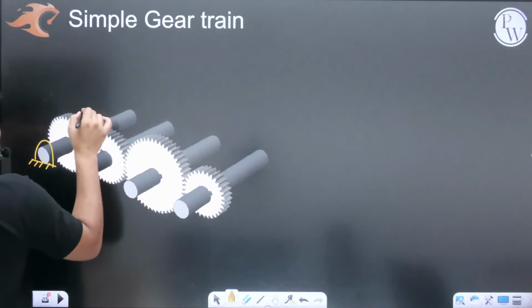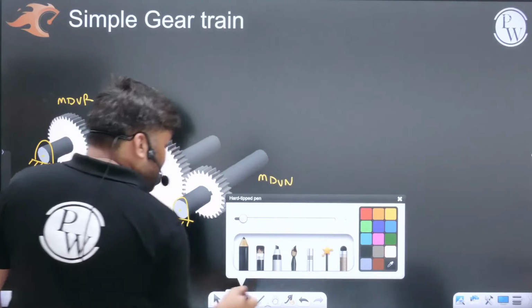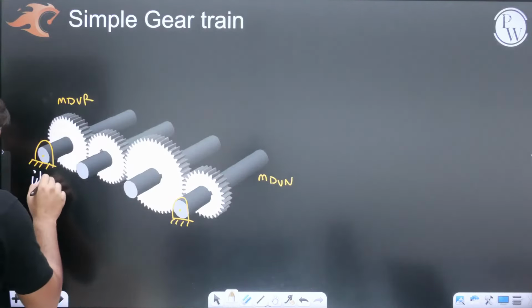Beta, main driven gear. You have given input here and you are collecting output from this gear. Let me write some names. This is your gear number 1. Beta, this is your gear number 2. 2 is driving 3, 3 is driving 4.